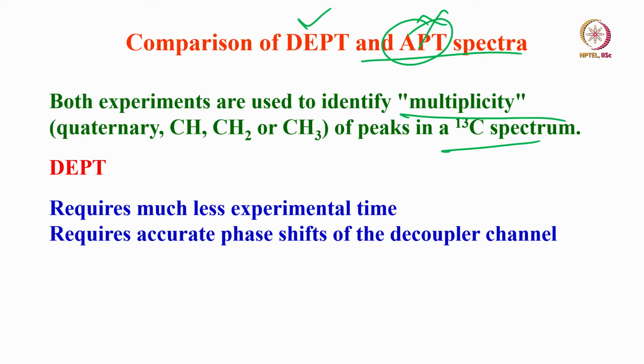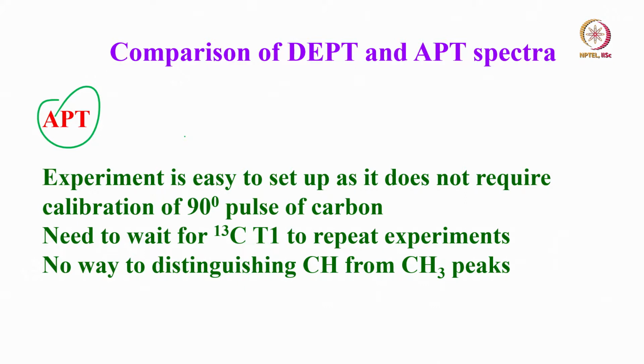Always do the 3 experiments, or 3 or 2 experiments depending upon the type of carbon: DEPT 45, DEPT 90 and DEPT 135 for identification, and this contains polarization enhancement already. That is why it is called distortionless enhancement by polarization transfer. So, this is what I wanted to do.